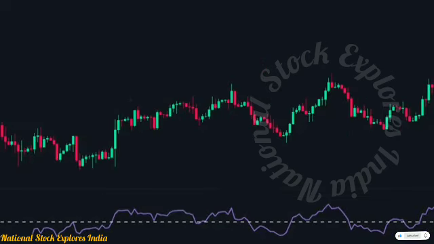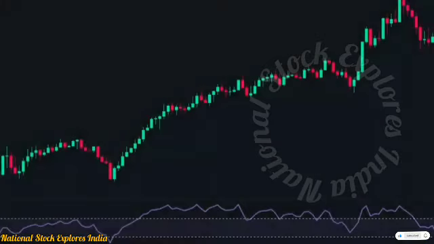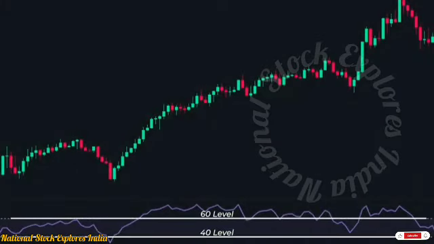But the problem is that sometimes, when the price is in a consolidation, the RSI revolves near the 50 line. It constantly crosses the 50 line, and it can be extremely frustrating to identify the trend in such cases. To avoid this, we can use the 60-40 method. Here, we mark the 60 and 40 lines on the RSI.